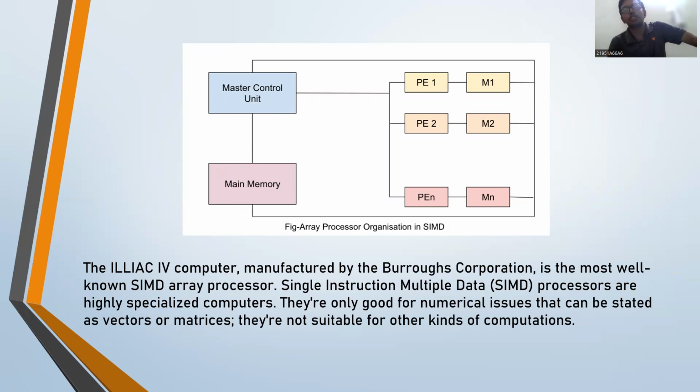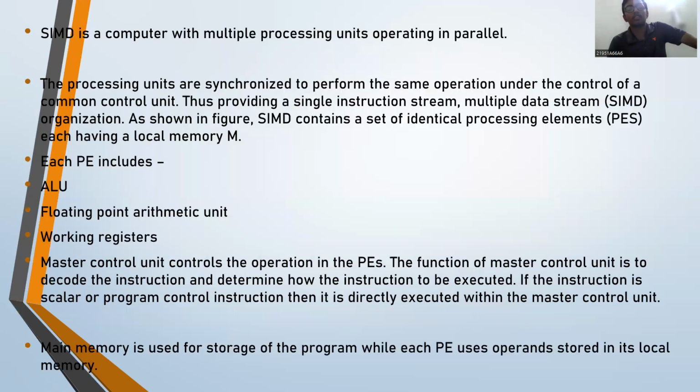Single instruction multiple data SIMD processors are highly specialized computers. They are only good for numerical issues that can be stated as vectors or matrices. They are not suitable for other kinds of computation. The SIMD is a computer with multiple processing units operating in parallel.